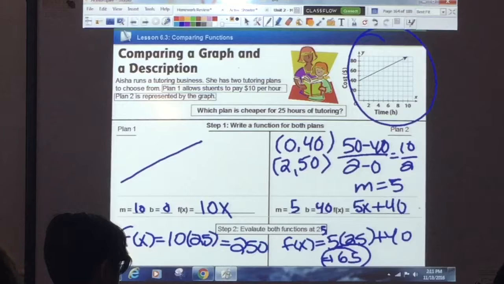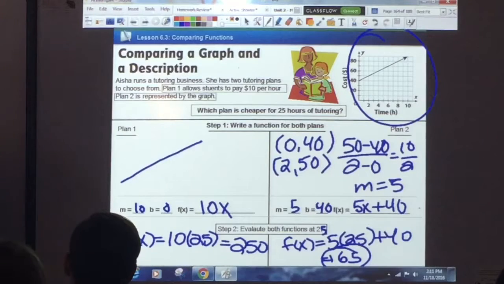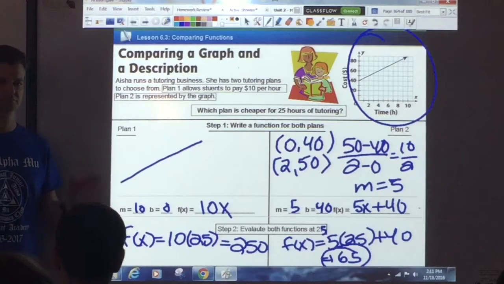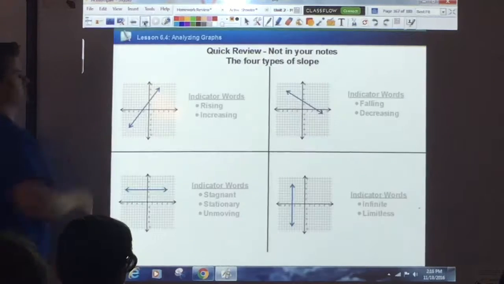Any questions on how to write function rules or evaluate them? Anything? Before we move away from this and into something new. Anything? Good. So, moving on.